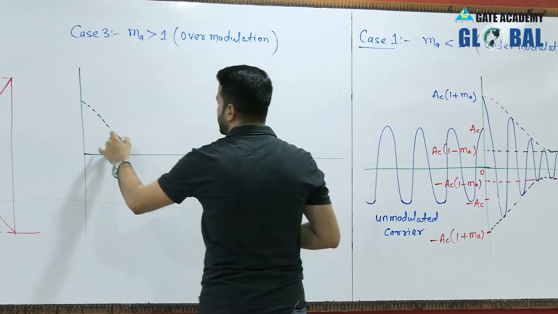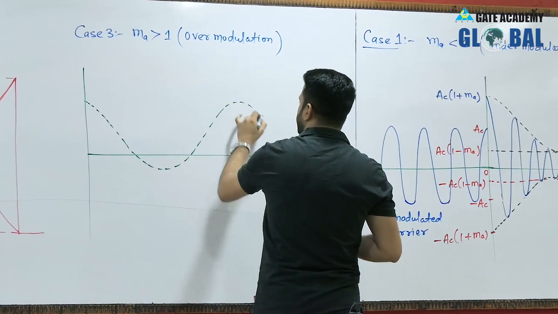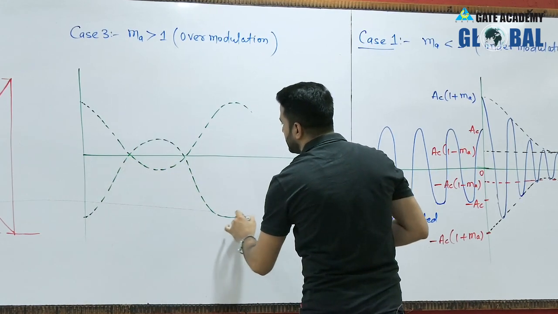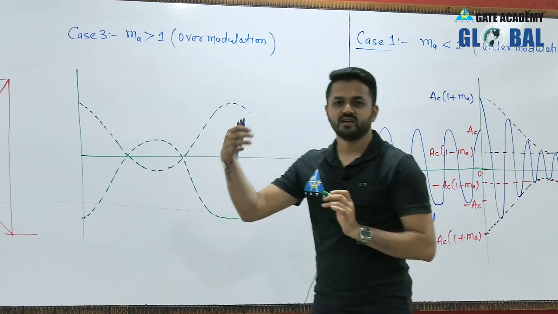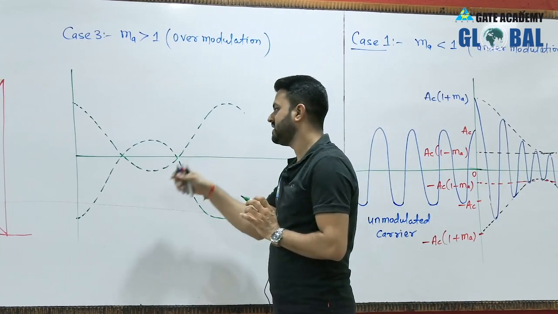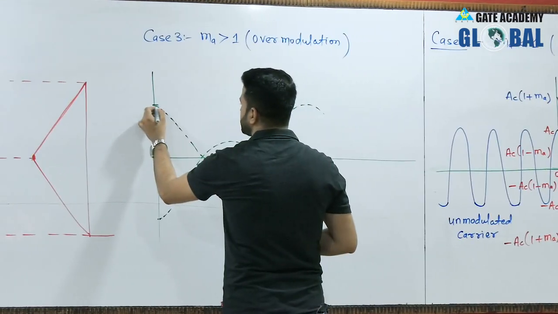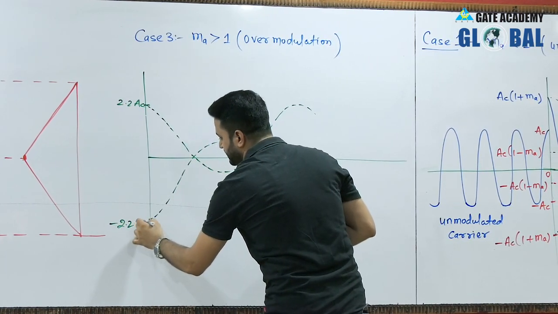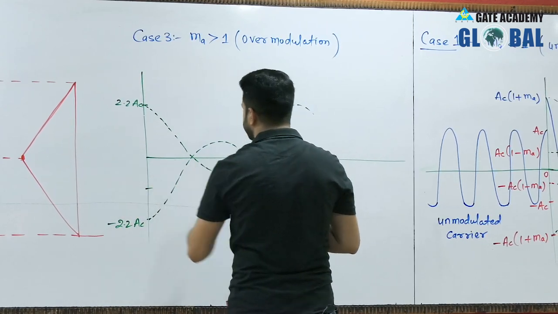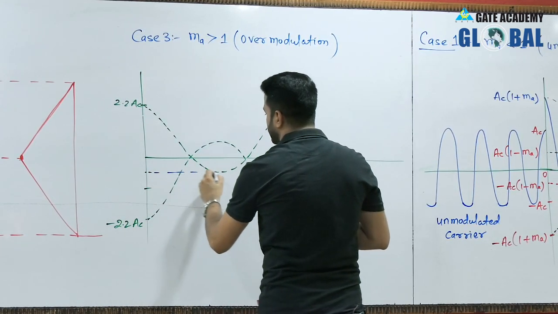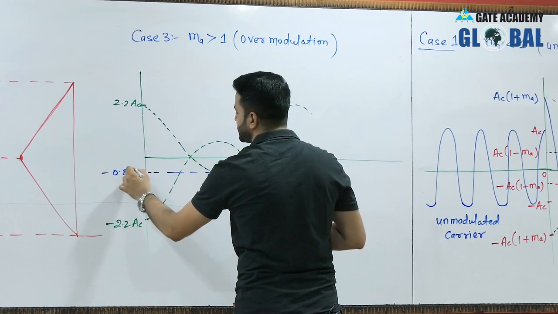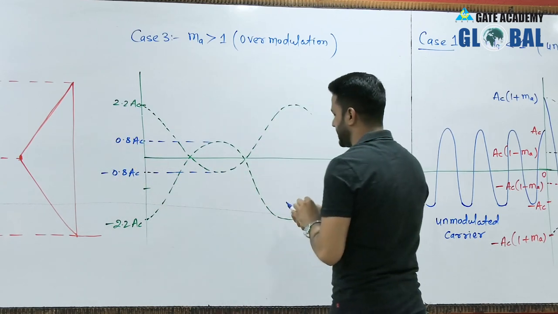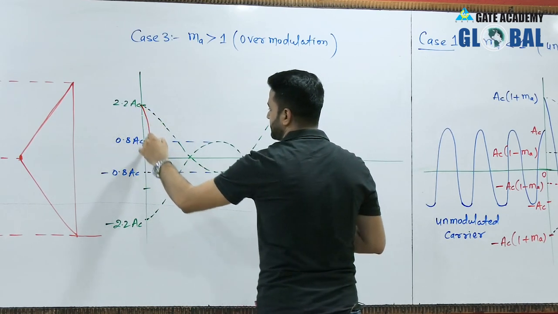So first of all, we will draw the envelope like this, and it will go into the negative side and it will go into the positive side. So the negative side will be in the positive side and the positive side will be in the negative side. So we are getting 2.2 AC, and this is minus 2.2 AC. Somewhere here will be AC, and this is your minus 0.8 AC, and this is 0.8 AC, and we get the modulated waveform like this.